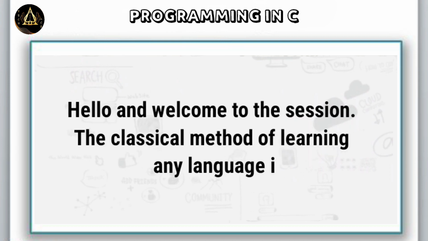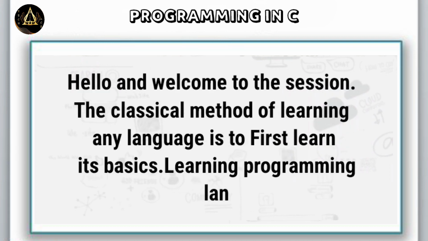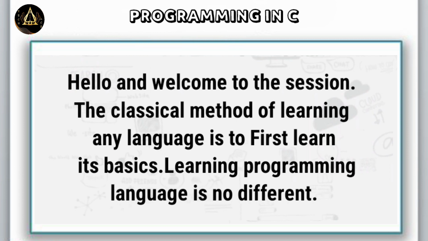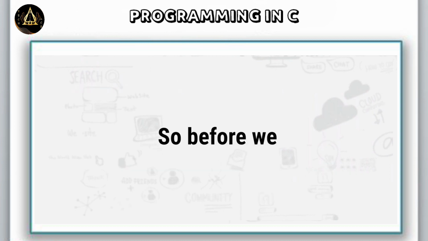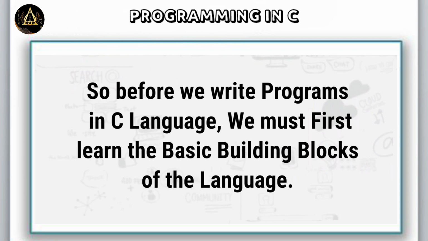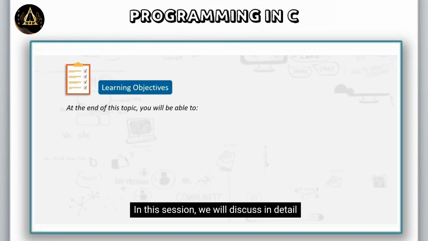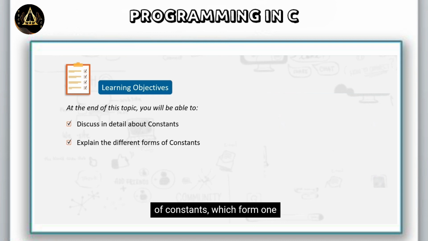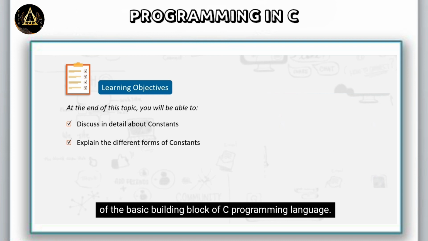The classical method of learning any language is to first learn its basics. Learning a programming language is no different. So before we write programs in C language, we must first learn the basic building blocks of the language. In this session, we will discuss in detail the constants, different forms of constants, which form one of the basic building blocks of the C programming language.